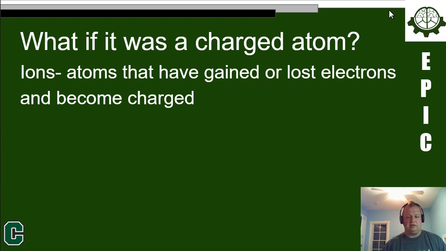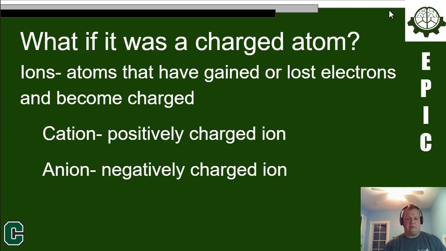and become charged. There are 2 types of ions. The first one is a cation, which is a positively charged ion. An anion is a negatively charged ion. There's lots of ways you can remember that. When I was in college, they said that you could remember a cation was positively charged because cats are a positive thing. I think that's a dumb way to remember because I hate cats.